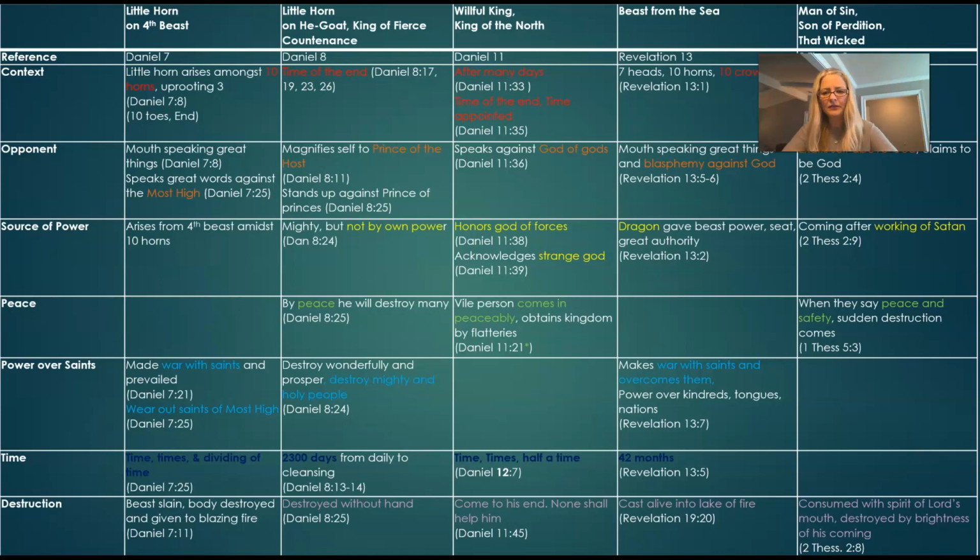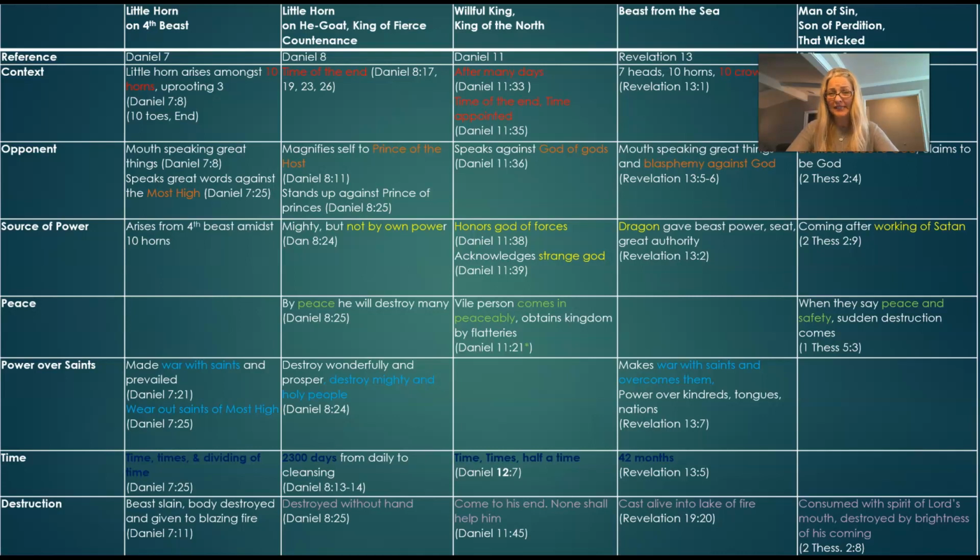And finally, Paul describes the man of sin, the son of perdition, that he will be consumed with the spirit of the Lord's mouth and destroyed supernaturally by the brightness of his coming. He's like a vampire exposed to the sunlight. He can't stand, he can't exist in the presence of a holy God.